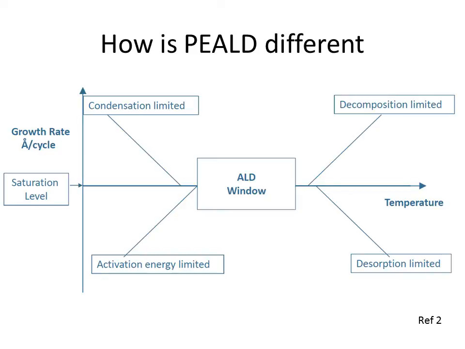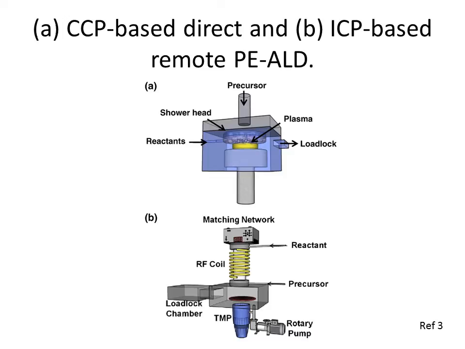The workaround that PEALD is based on is that the precursor is excited into a plasma in a local area, and this plasma is passed over the substrate without heating the whole system. This prevents decomposition of substrate materials. In the diagrams here we have two chamber systems used in PEALD, a capacitively coupled plasma-based PEALD system and an inductively coupled plasma-based remote PEALD system.